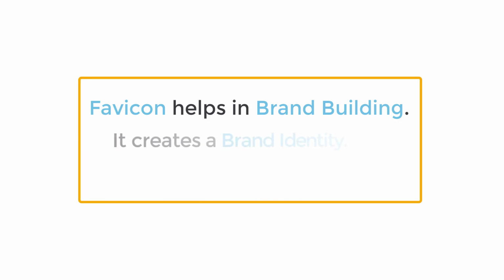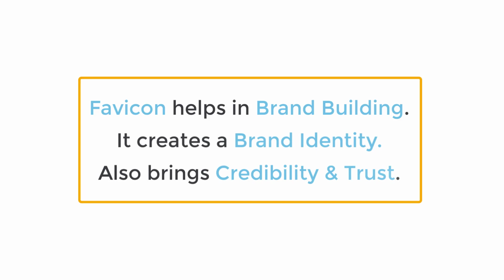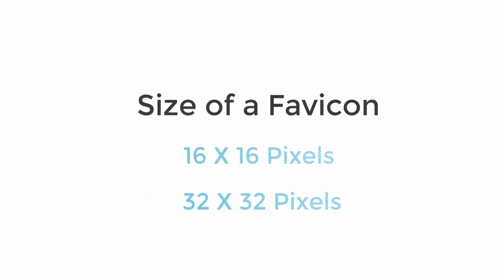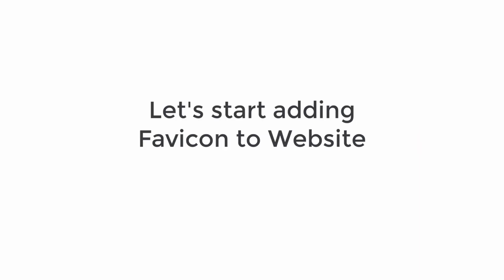It creates a brand identity and also brings credibility and trust. The size of a favicon is 16 by 16 pixels and 32 by 32 pixels. But in the Astra theme for WordPress, we don't need to resize our logo. The theme automatically resizes the logo for us. Let's start adding a favicon to your website.